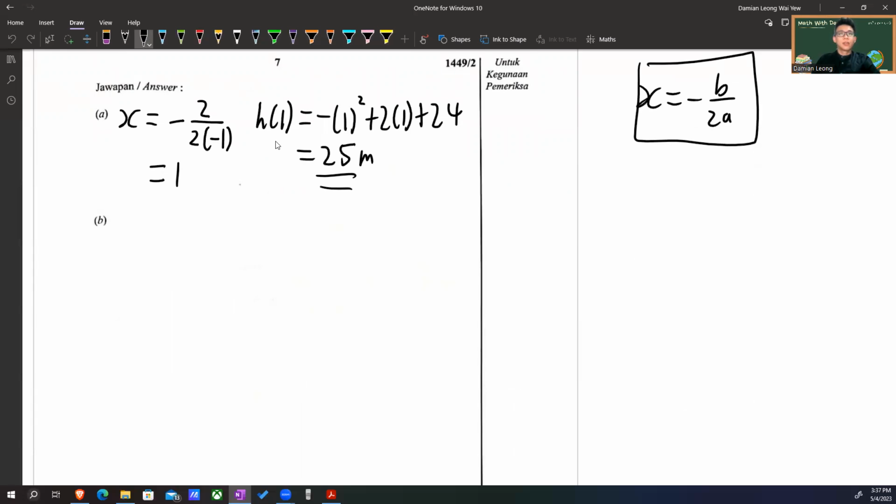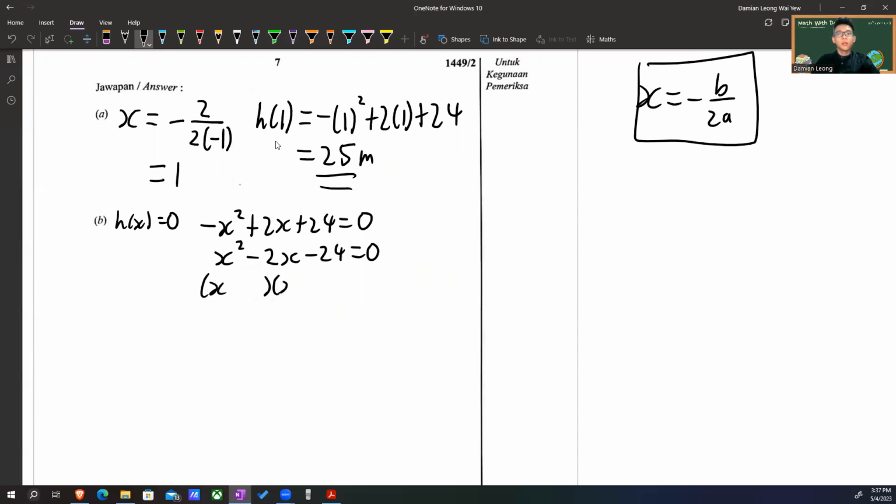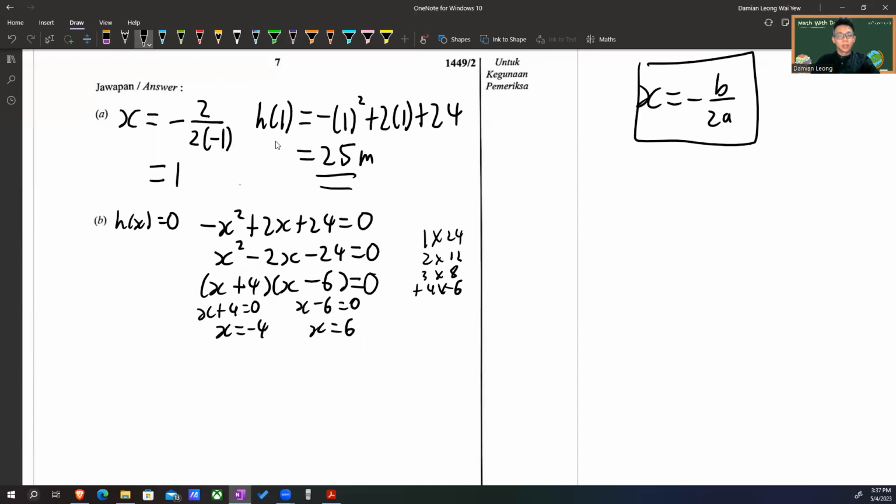So x-intercept is when h(x) equals 0. So negative x squared plus 2x plus 24 equals 0. I change everything from negative to positive and positive to negative. x squared minus 2x minus 24 equals 0. It's better to factorize like this. Factors of 24: 1 times 24, 2 times 12, 3 times 8, 4 times 6. To get minus 2, minus 6 plus 4. So it's either x plus 4 is 0, x is negative 4, or x minus 6 is 0, then x is 6. Means it goes from negative 4 until 6.